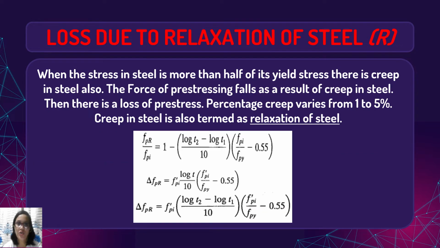Next is the loss due to relaxation of steel. It is defined as the decrease in stress with time under constant strain. Due to the relaxation of steel, the pre-stress in the tendon is reduced with time. It depends on the type of steel, the initial amount of pre-stress, and the temperature. And this percentage varies from 1 to 5%. This formula will be explained further by our next reporter. Fp in the formula is the characteristic strength of steel. Further, creep in steel takes place mostly during the first few days.